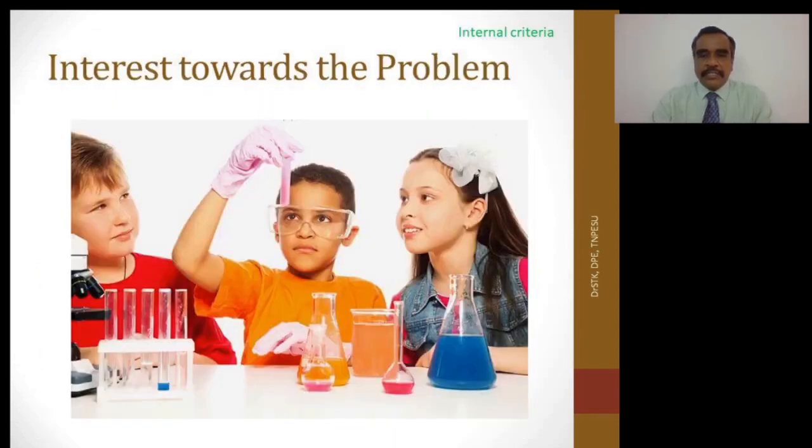Now we'll move on to the internal criteria. The first one is interest towards the research problem. The interest of the research scholar decides the research problem. So you may be interested in some specialized area. It may be sports physiotherapy, it may be yoga therapy, it may be on-field sports injury management. So the interest of the research scholar decides the research topic.